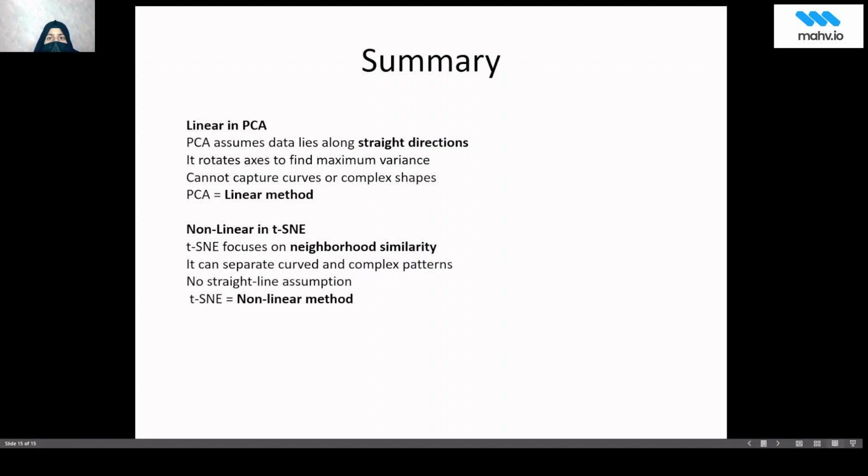PCA works with the linear method, where we assume straight line data, and the line is rotated in such a way that we have high variance. While in t-SNE, we just have neighboring data point similarity, and on the basis of that, clusters are made. So t-SNE is basically used for visualization, and it works for complex and curved patterns as well.